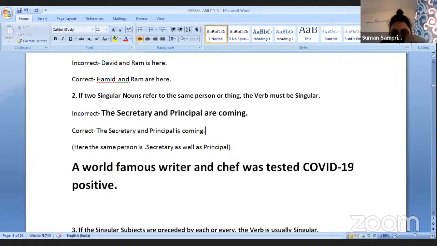Okay, so agar every word is preceded by one article each, तो वहां पे we will consider it is a plural subject, right? अगर मैं यहाँ पे ये सेकेंड सेंटेंस में "the" लिखती, ये तभी करेक्ट होता अगर मैं यहाँ पे लिखती ऐसे. Got it? That means different होते ये दोनों. सेक्रेटरी अलग है, प्रिंसिपल अलग है.